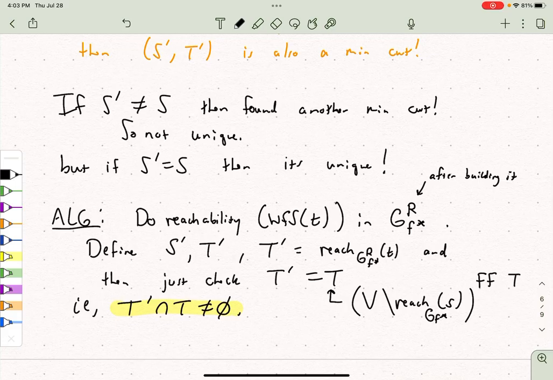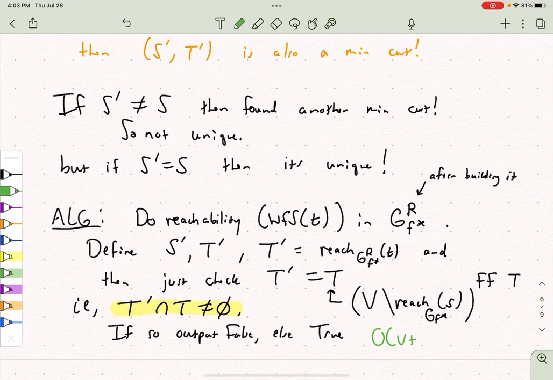And if so, we output false, else it's true. So if we can't find any node that's different between them, then we know the min cut is unique and we say true. So overall, the runtime again is going to be O of V plus E. But if we need to compute F star, then it's also an extra VE to get F star. And that is the full algorithm.